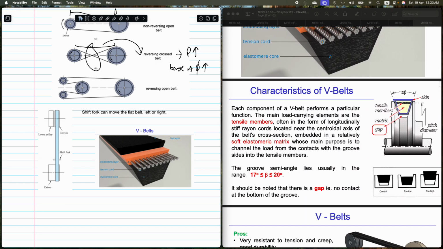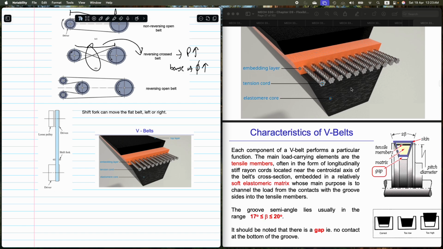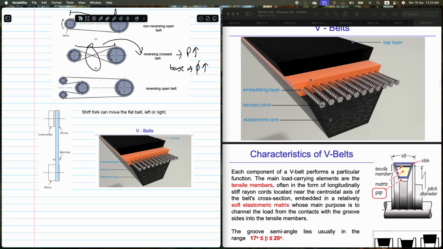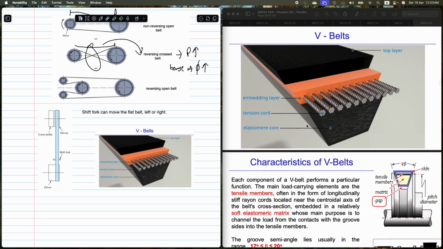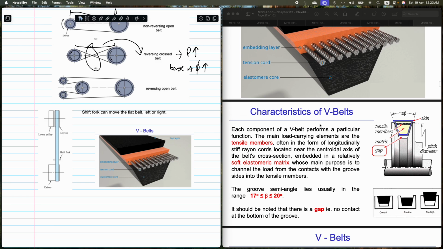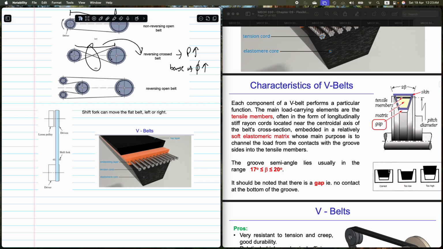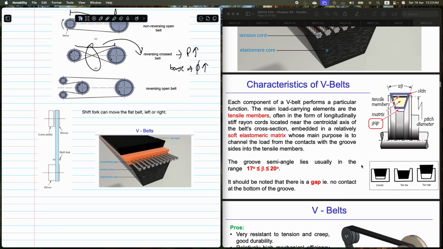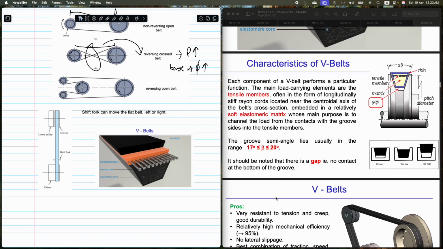So we have an angle between the grooves. This angle here, I'm guessing, from here to here. This groove. Okay, correct. Too low, too high. Now, I'm guessing we're going to be asked to draw something like this. The groove semi-angle lies between 17 degrees beta and 20 degrees. It should be noted that there is a gap, i.e. no contact at the bottom of the groove.